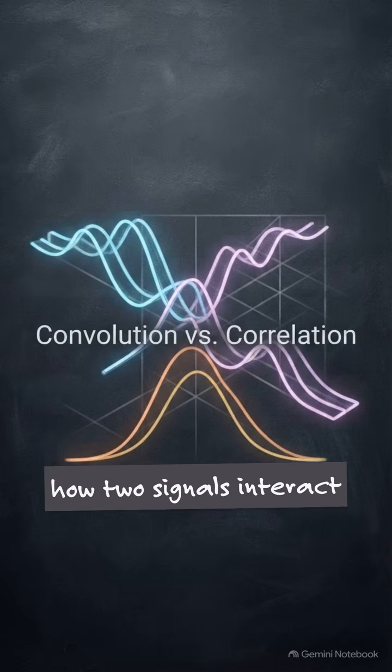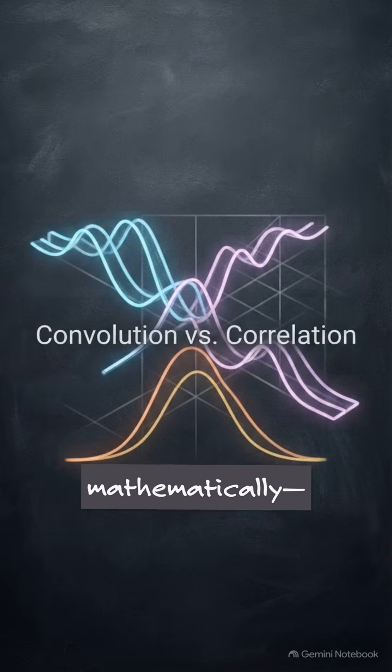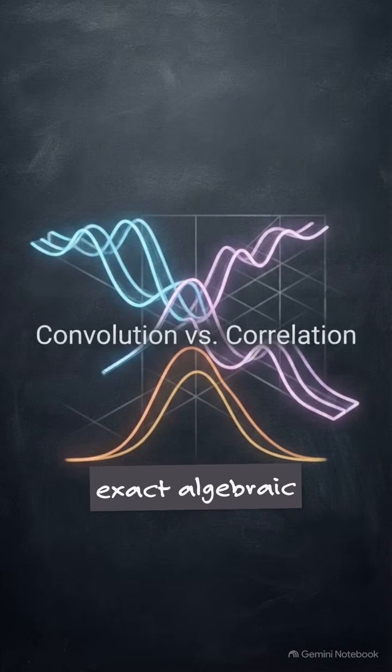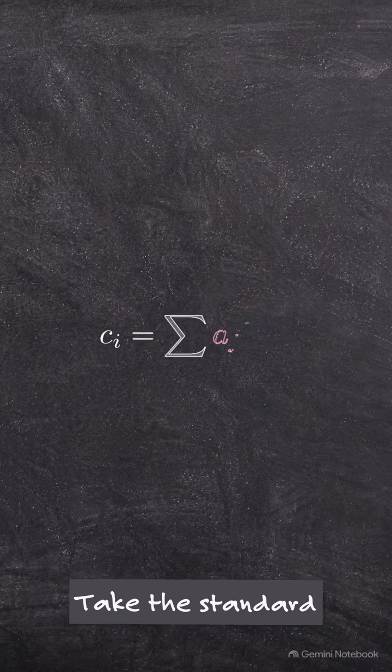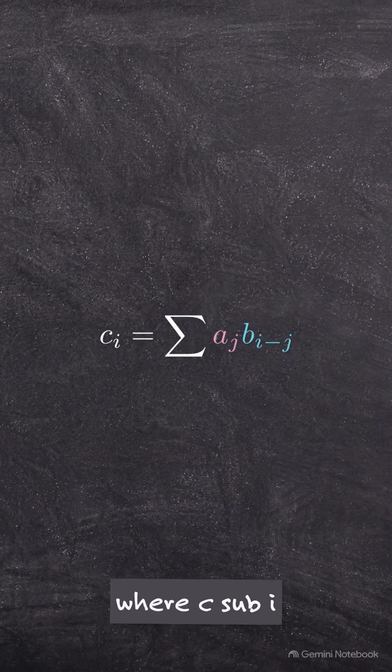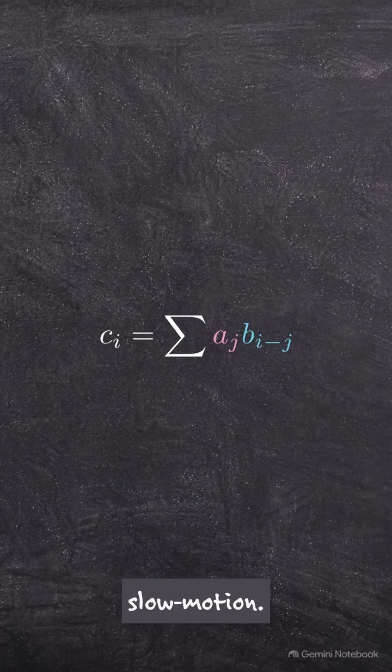Convolution defines how two signals interact mathematically, but what is the exact algebraic bridge that transforms it into cross-correlation? Take this standard convolution operation, where C sub I equals the sum of A sub j times B sub I minus j. Let's operate in slow motion.